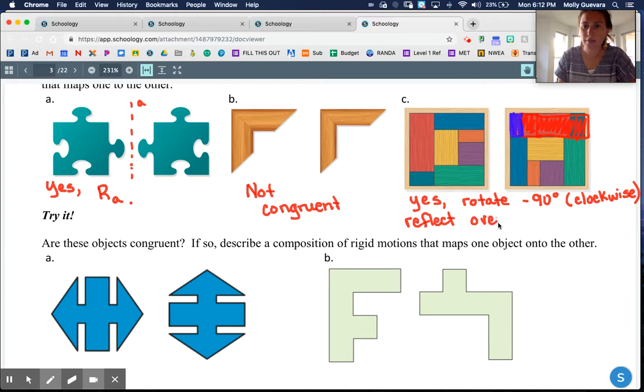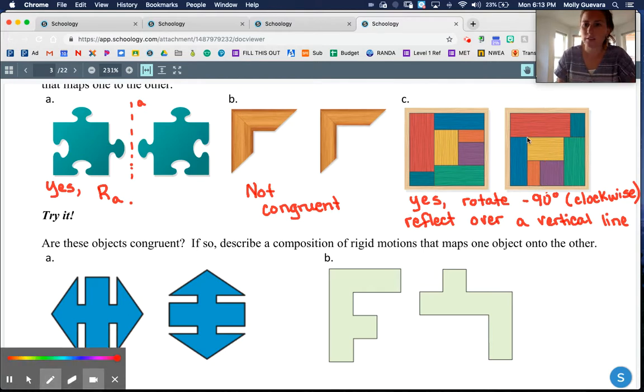And if I reflect over a vertical line, and more specifically, if I draw that line here, and I reflect, now it's going to match up, where the red is going to be on the left, the teal greenish color is going to be on the right, and everything will line up nicely.